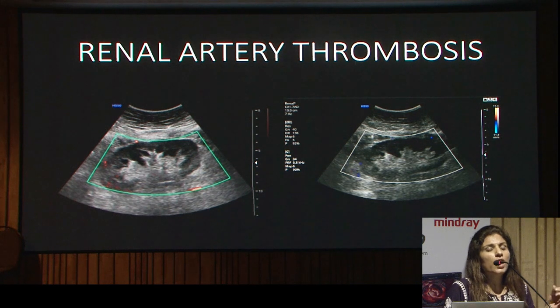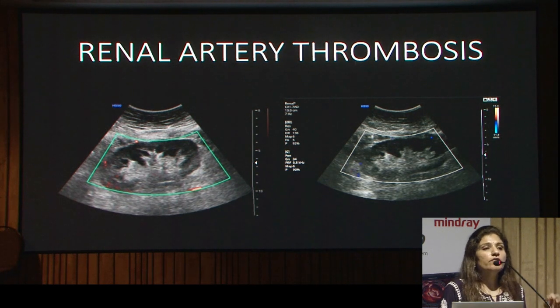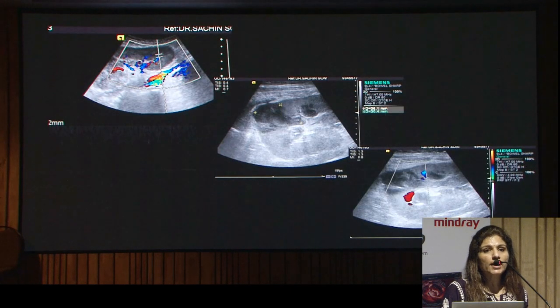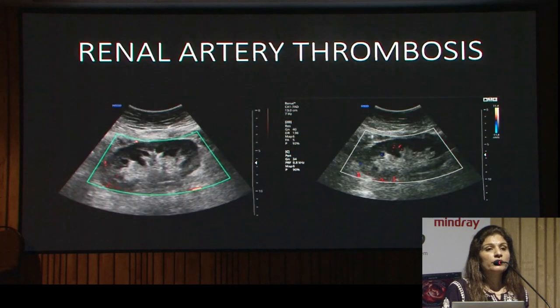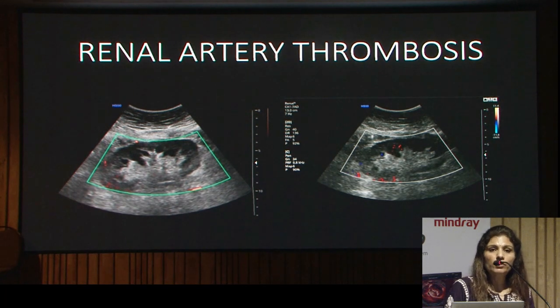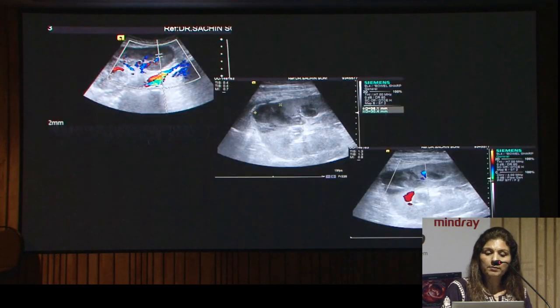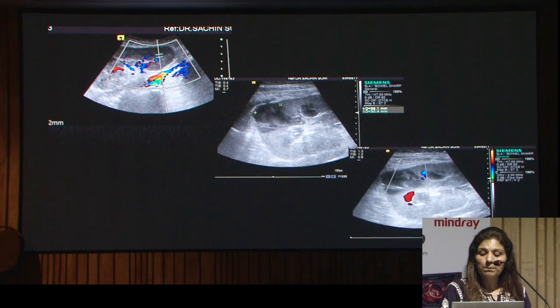So even if you are not using a power Doppler, even your routine color Doppler is going to pick up a good color. So if there is no color pickup in the renal artery, and we tried on a power Doppler as well, it was showing no color pickup. That was a complete thrombosis. That was a complete renal artery thrombosis.